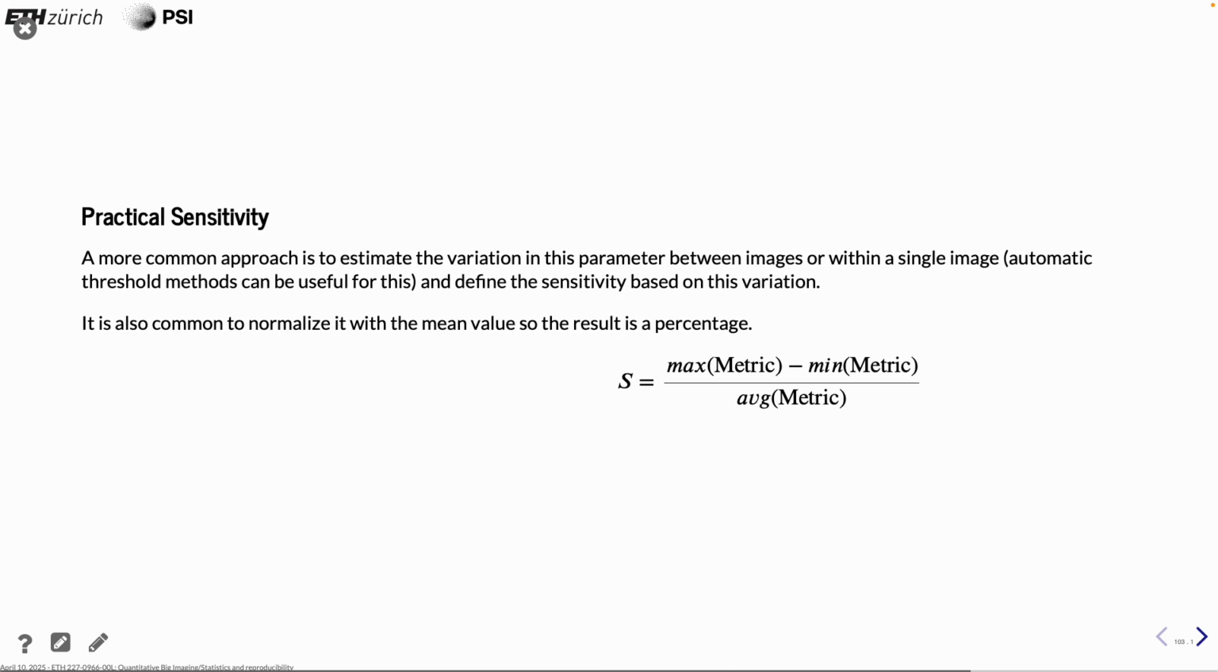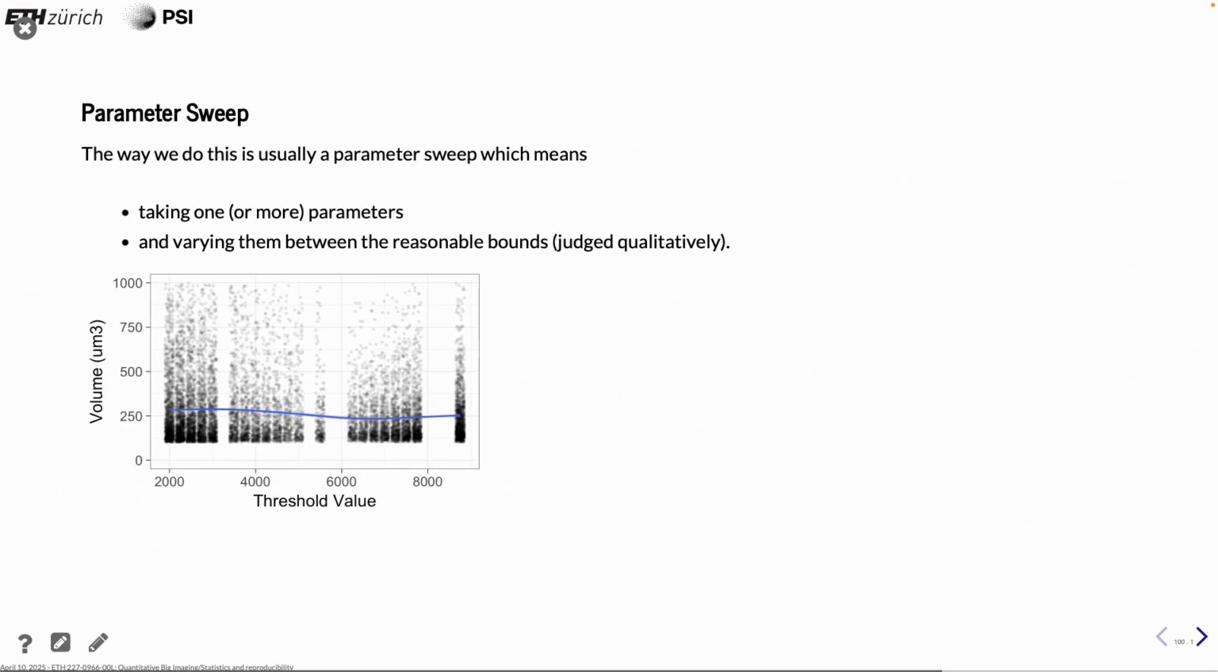So what we instead do is to look at the span of maximum metric minus minimum metric divided by the average metric, and that can give us the sensitivity range for what we do. So if we go back to this plot, we would in that case look for this maximum, this minimum, and then the average, and that gives us the span of how much the sensitivity is.